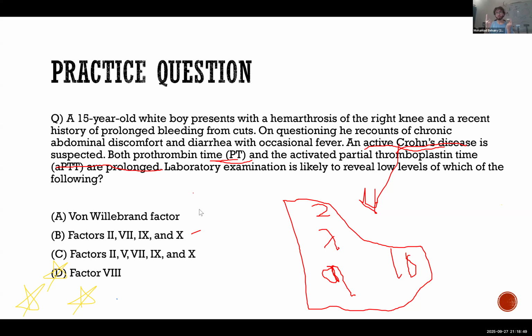And we have an issue in both PT and APTT. We said if both of them are prolonged, then it means the common pathway is affected. So which factors would ultimately be affected? 2, 7, 9, 10, and the factors of the common pathway. So that's why the answer was C. I think this was your question, sorry.